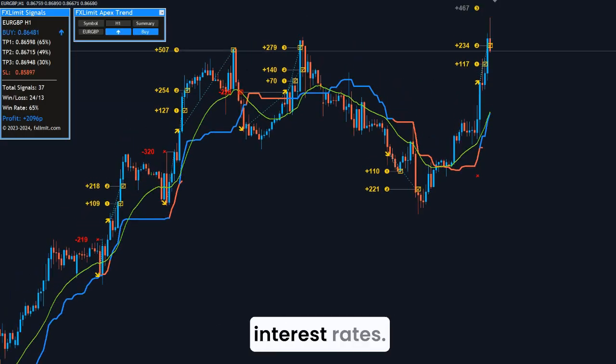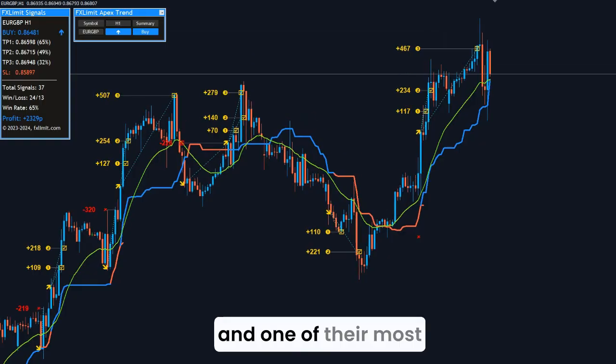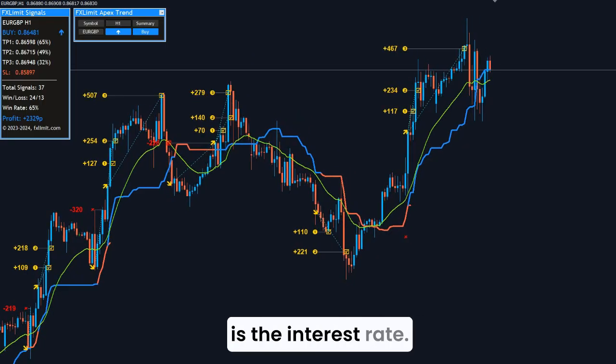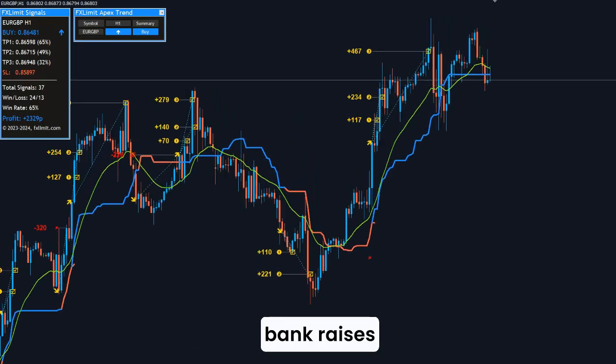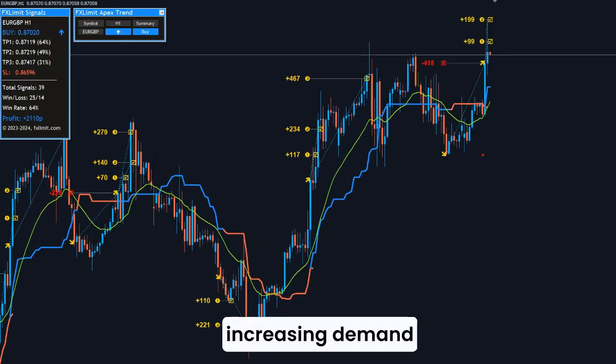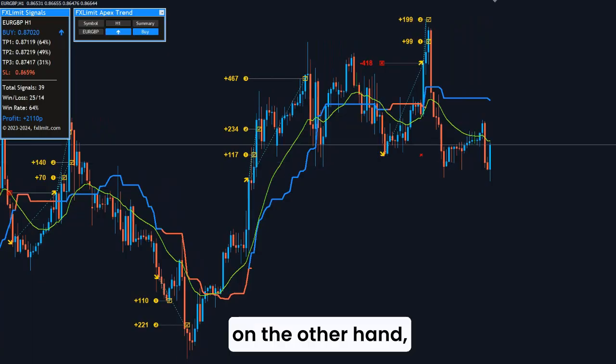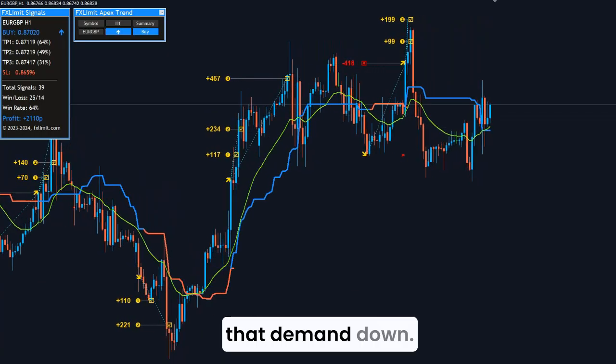First up, interest rates. Central banks control monetary policy, and one of their most powerful tools is the interest rate. When a central bank raises interest rates, it attracts foreign capital, increasing demand for that country's currency. Lower interest rates, on the other hand, tend to drive that demand down.